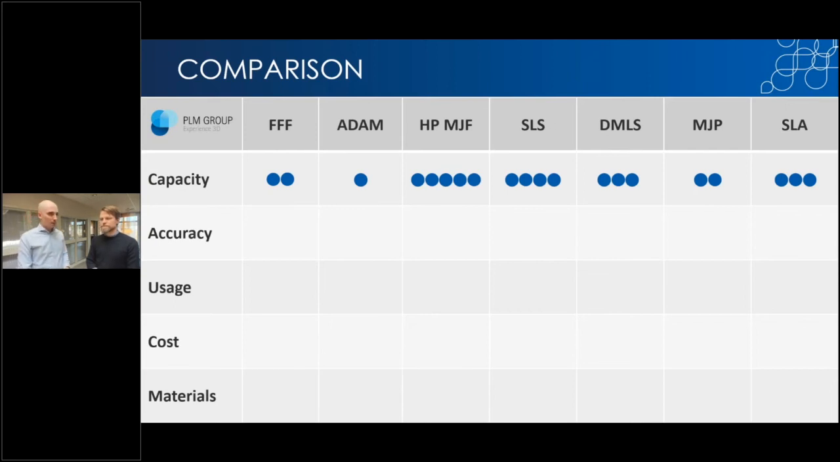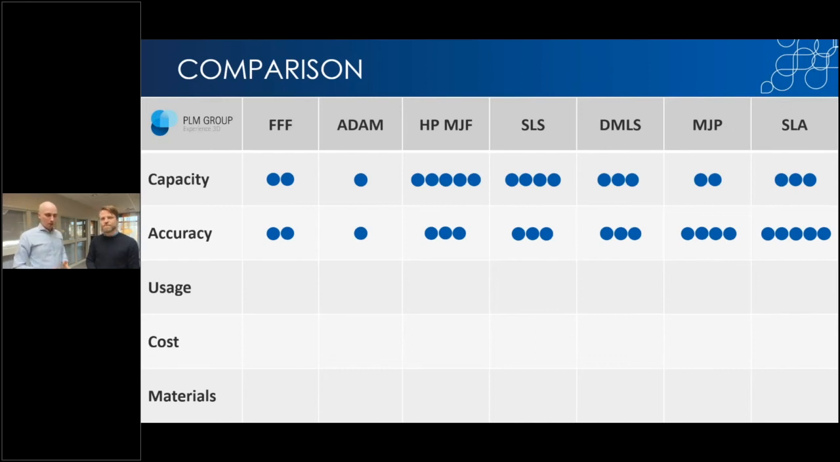And in terms of accuracy, if that is important, SLA is by far the best, followed by multijet. Then the others are behind them. So depending on the other metrics, you can pick the accuracy that you need. But if that's important, SLA or multijet printing are the best.